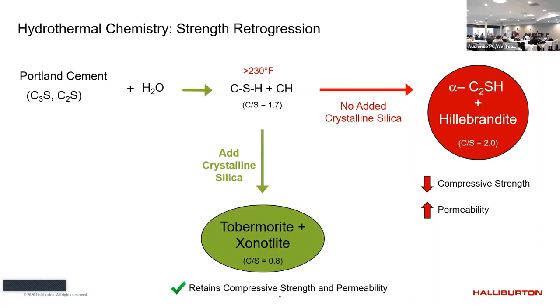And historically, the way to prevent that is to add crystalline silica. It bends, or turns, your crystalline pathway in a more favorable direction. You start going to tobermorite and xonotlite, et cetera, which in general retains the properties you want to retain.